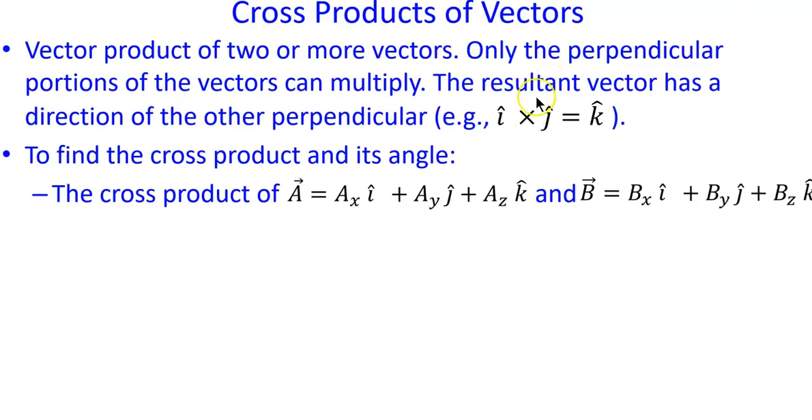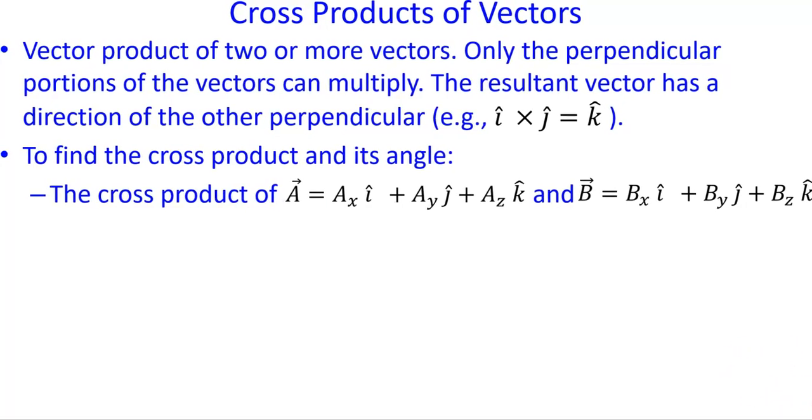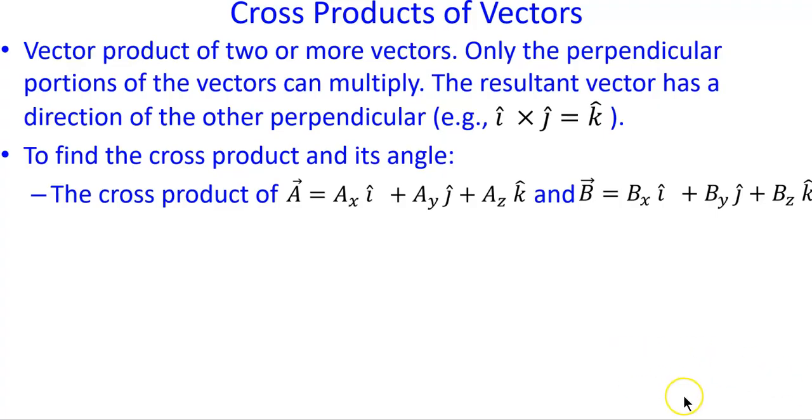So 1I is perpendicular to 1J. When you multiply those together, you get another vector pointed positive 1 in the K direction, or in the Z direction. Okay, so it's kind of weird. It's not as intuitive as I would hope. But there is a method to this. So I'm going to show you, and I'm sure there's lots of ways of doing this, but this is the only way I know how to do this.